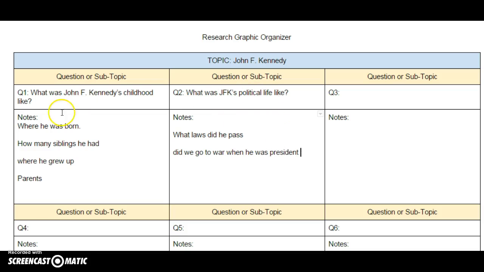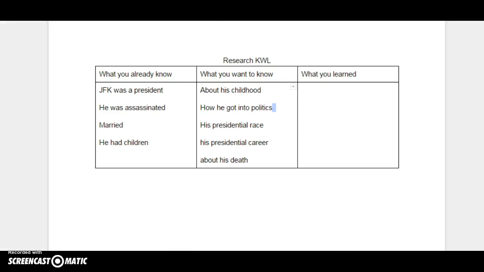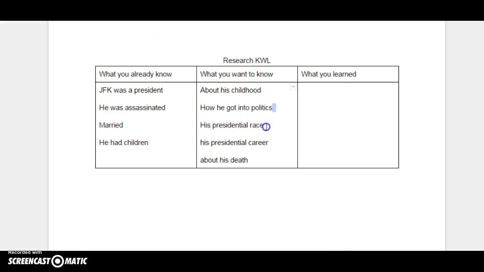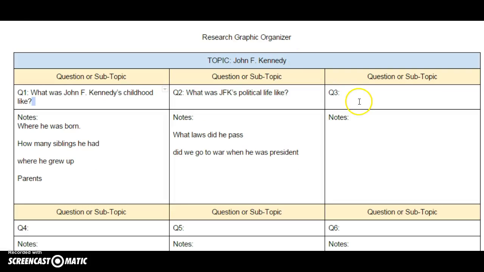So, a lot of ideas and notes stem from your questions. What was JFK's childhood like? What was JFK's political life like? And you could bounce back and forth between your research KWL and your graphic organizer to come up with or generate your research graphic organizer questions. And so I'm going to go back here and I can look up his presidential race. Okay, so how did his presidential race go?